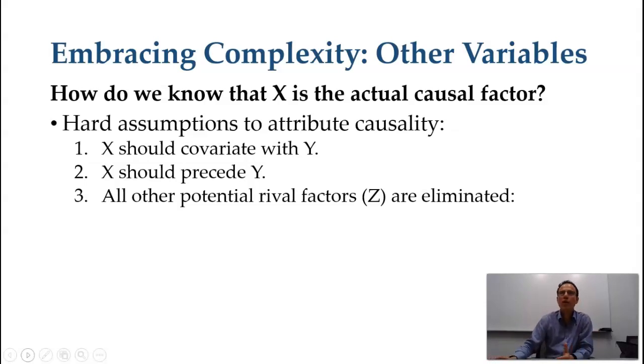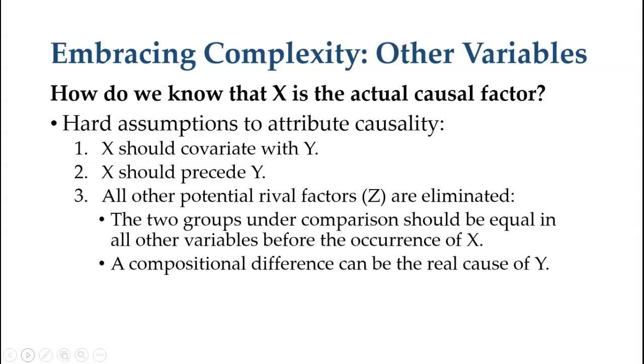How can we convince our audience that there are no other rival factors explaining why? We need to show that the two groups under comparison were similar or equal before X happened. Because if I am able to do that, I can show that only X had an effect on Y, on the group that experienced X. Otherwise, there are compositional differences that can be the real cause of Y.